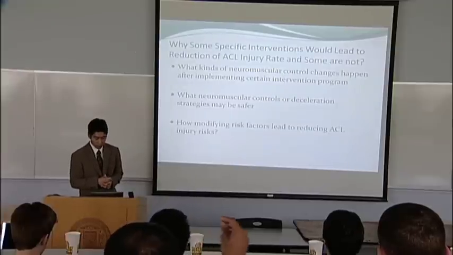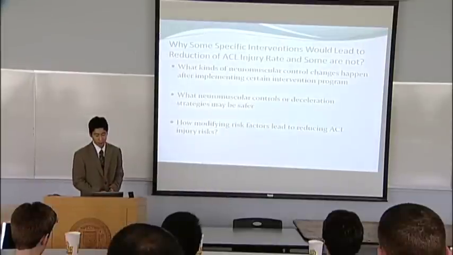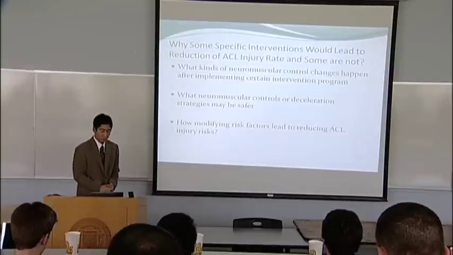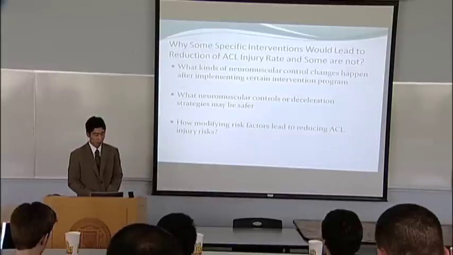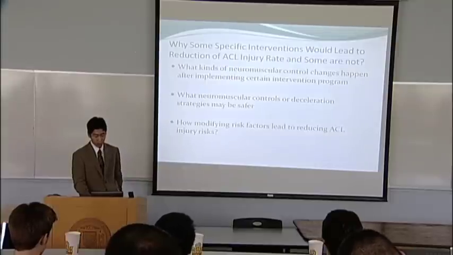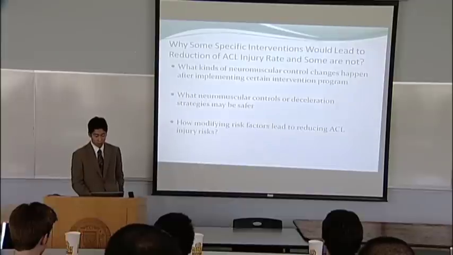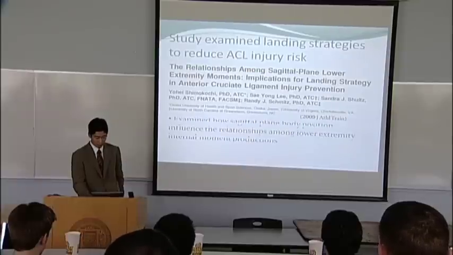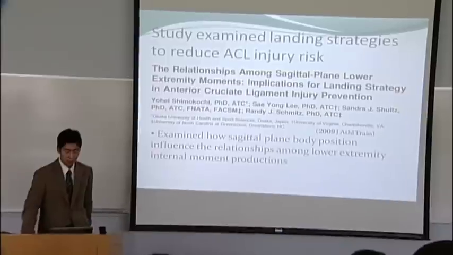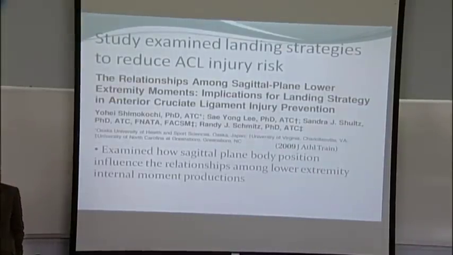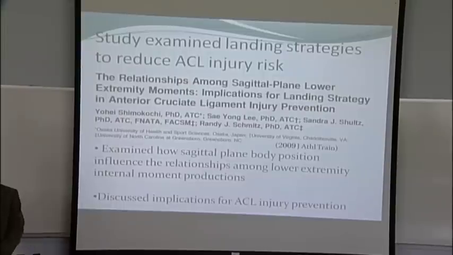So then we also have to know why some specific interventions lead to reduction of ACL injury rates and some do not. We have to know what kinds of neuromuscular control changes happen after implementing a certain intervention program. And also we have to know what neuromuscular controls or deceleration strategies may be safer, and how modifying risk factors leads to reducing ACL injury risks. And this is a study that I did. What I did was we examined how sagittal plane body positions influence the relationship among lower extremity internal moment productions during single leg landings. Then I discussed implications for ACL injury prevention.